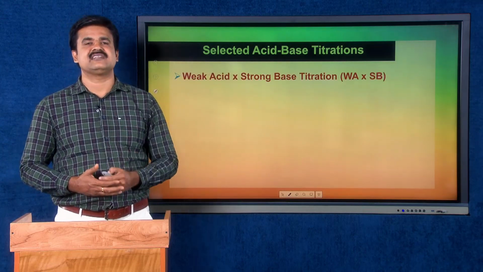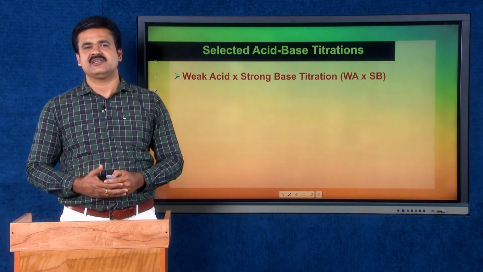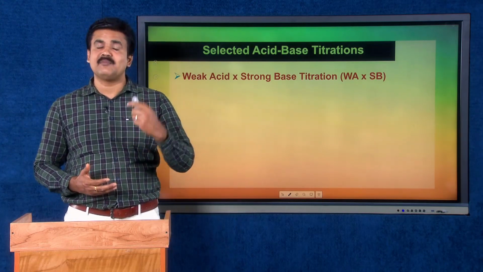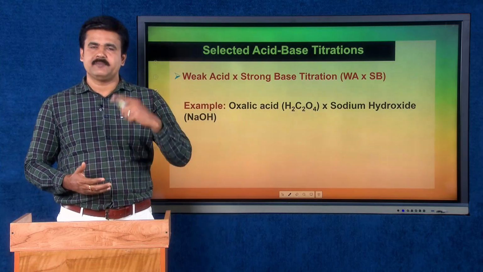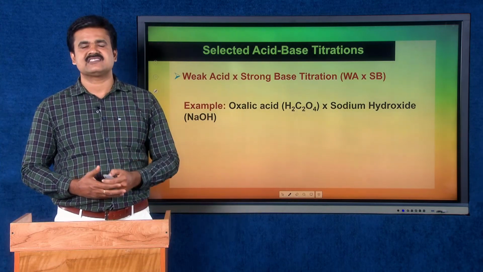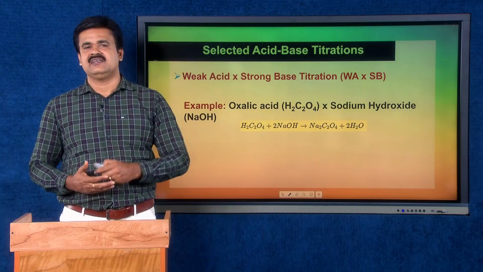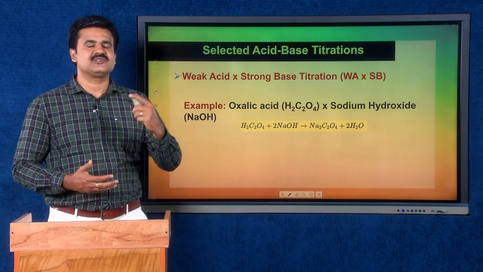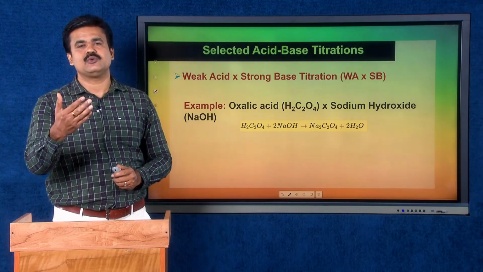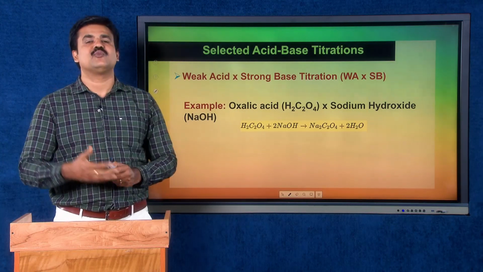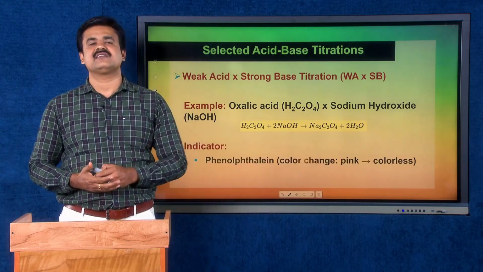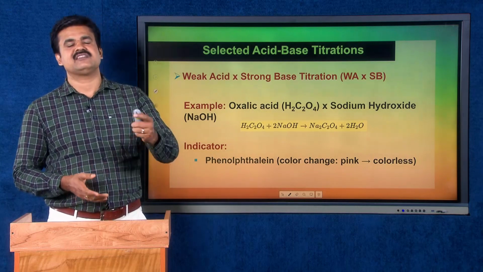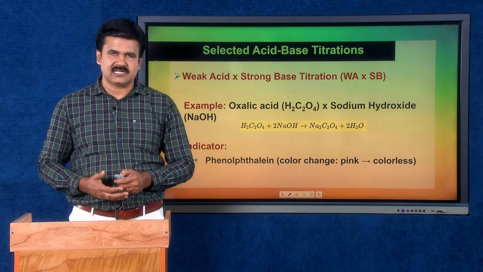And the third selected type of acid base titration is weak acid against strong base titration, that is WA against SB. A typical example is oxalic acid against sodium hydroxide, and the reaction between oxalic acid and sodium hydroxide is here: H2C2O4 plus 2 NaOH gives Na2C2O4 plus 2 molecules of water. And phenolphthalein is selected as the indicator, with the color change from pink to colorless.